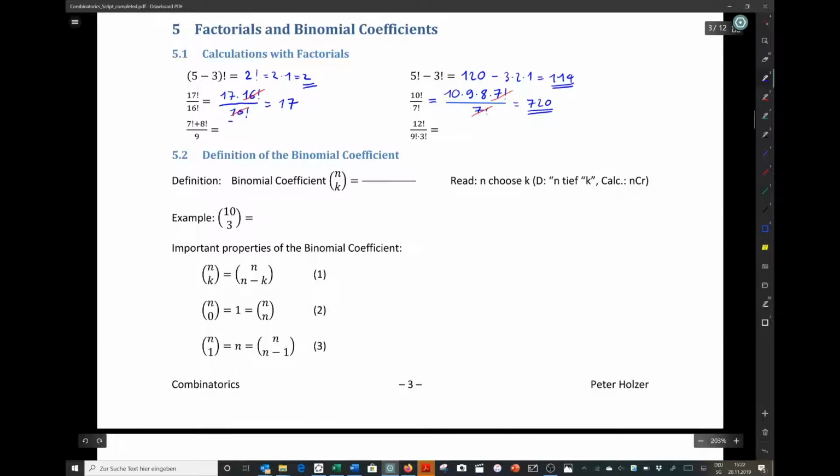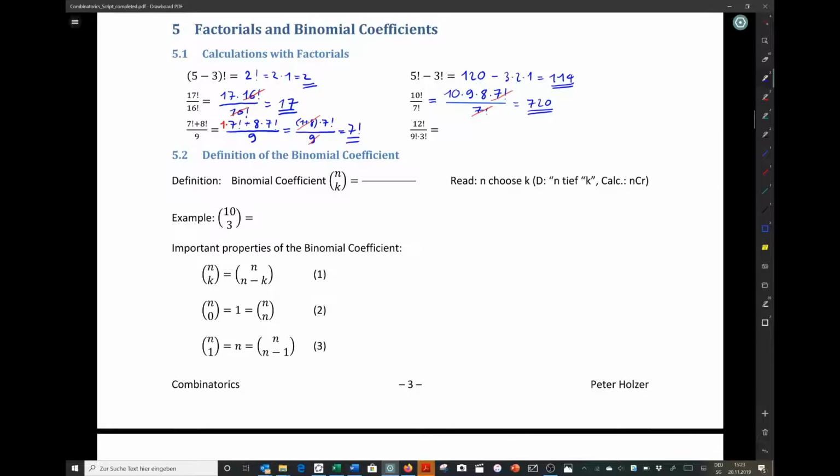7 factorial plus 8 factorial divided by 9 doesn't look like you can do much about it, but well, let's have a look. 7 factorial, let's keep that, and the 8 factorial can be written as 8 times 7 factorial, and the whole thing divided by 9. I'll write for the 7 factorial 1 times 7 factorial. And now what you see, we get 1 plus 8 times 7 factorial divided by 9, just by factoring out the 7 factorial in the numerator. And 1 plus 8, well, that's obviously 9. So I can cancel it out with the 9 in the denominator, and I get as final result 7 factorial.